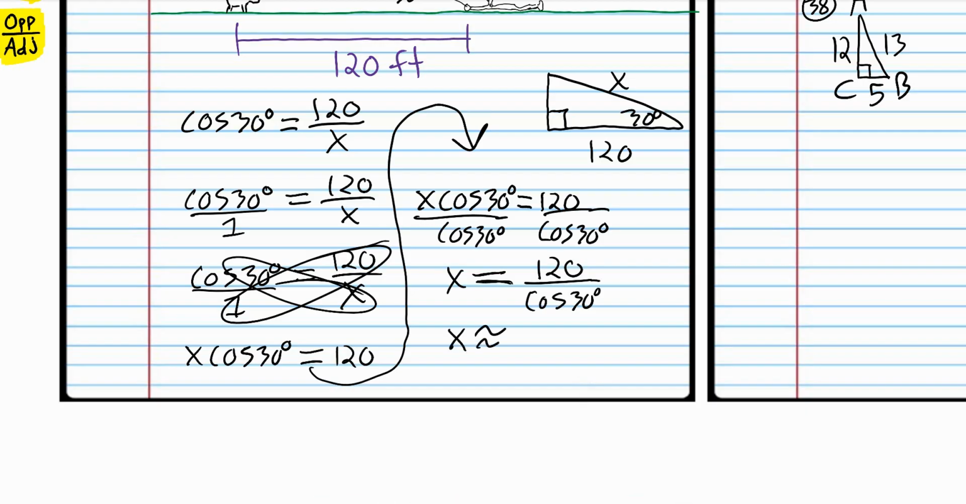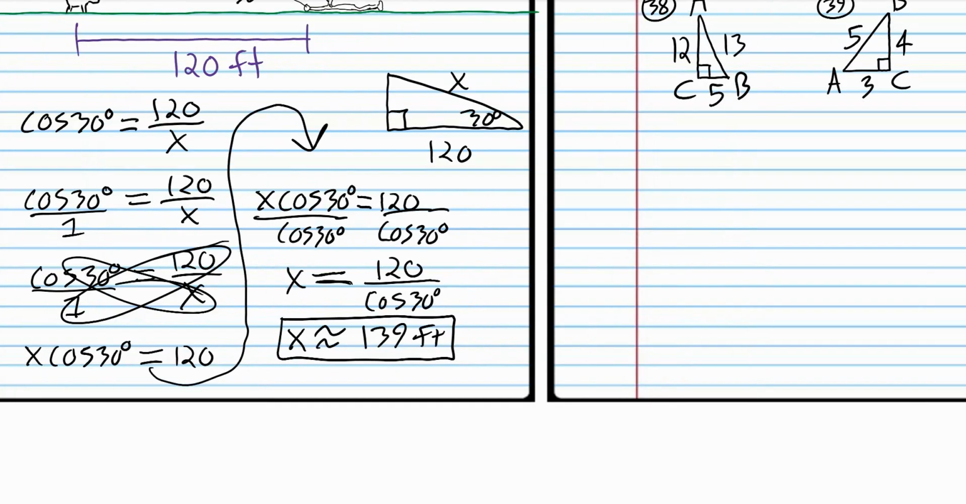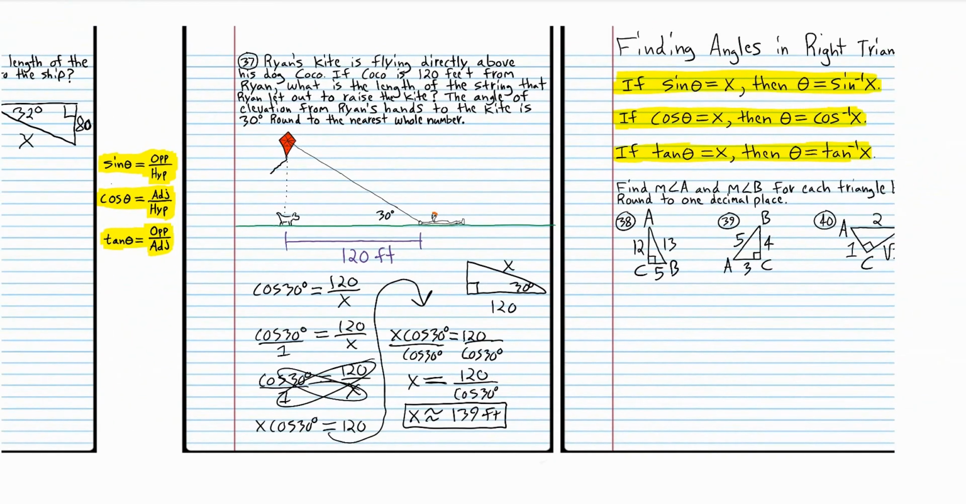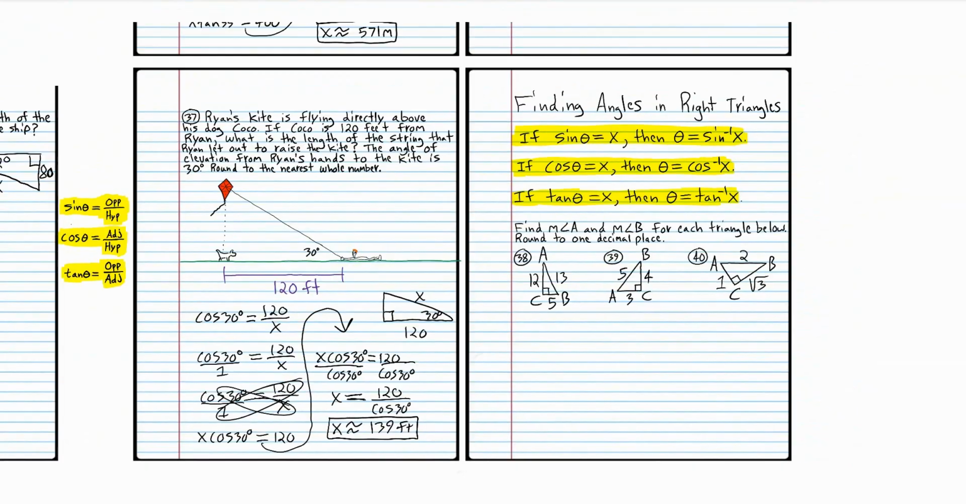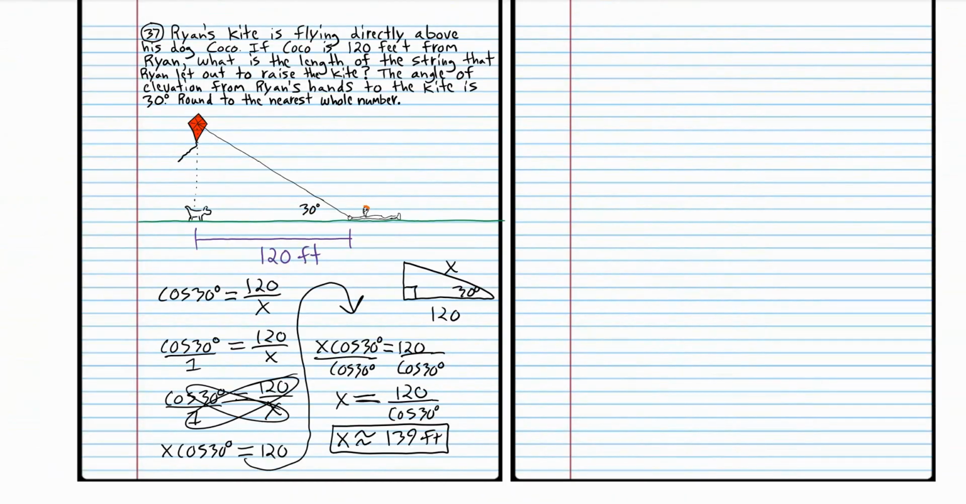So x is equal to 120 over cosine 30 degrees. And that means x is approximately equal to 120 divided by 30, cosine button, and then equals. So we have 139 feet. So if you got that answer, good job. So that is the length of the string. It's 139 feet. So that was the class today.